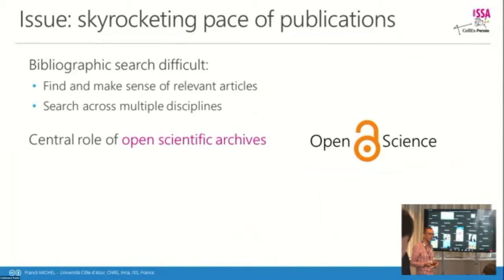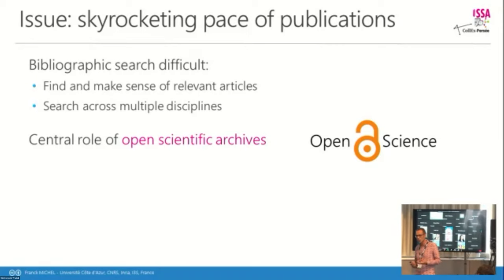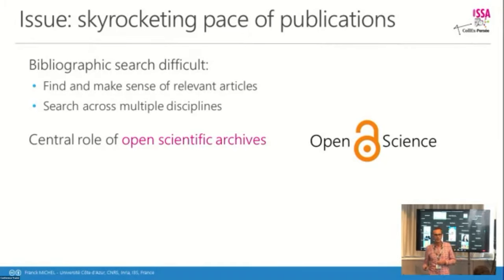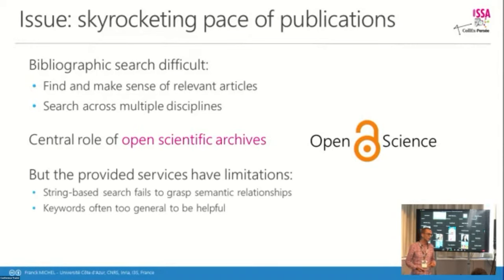And in this landscape, the scientific archives have a very central role to play, in particular the open archives, that is those who favor the open access to publications. The problem is that quite frequently, those archives come with search systems that are rather limited. That is, they provide string-based search, which fails to grasp the connections, the relationships between the articles, or they can rely on the author keywords, but which are really somehow limited.